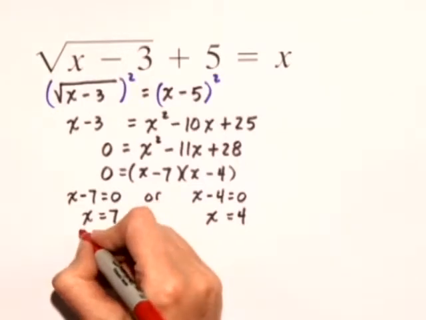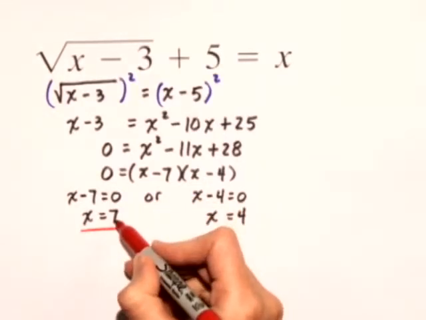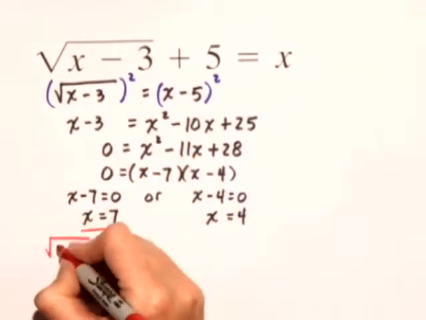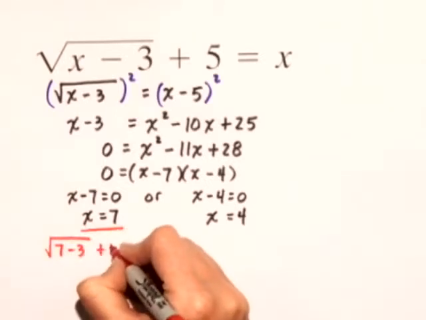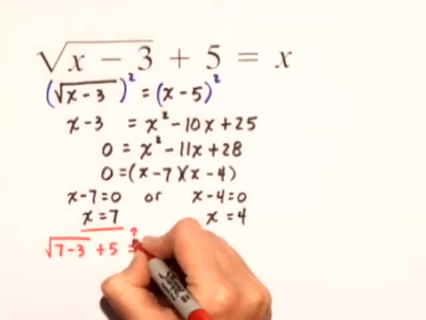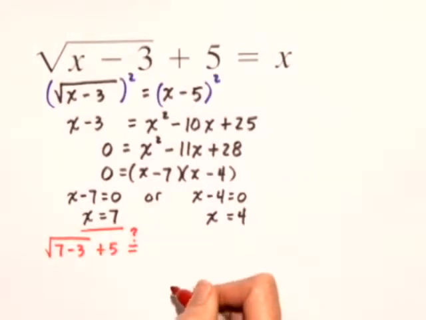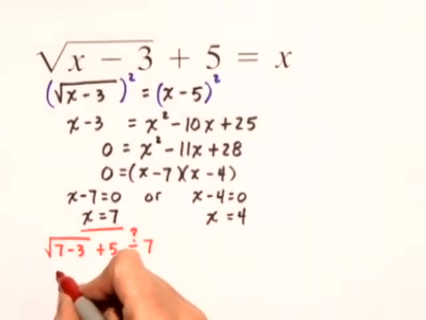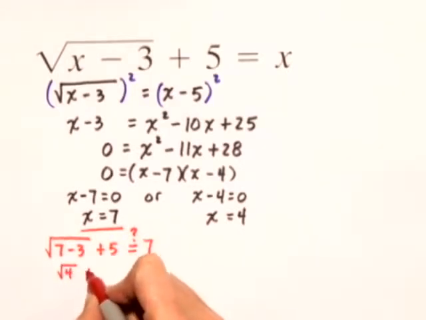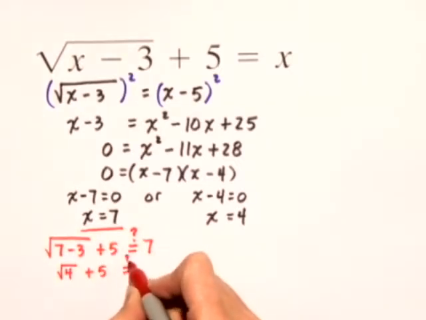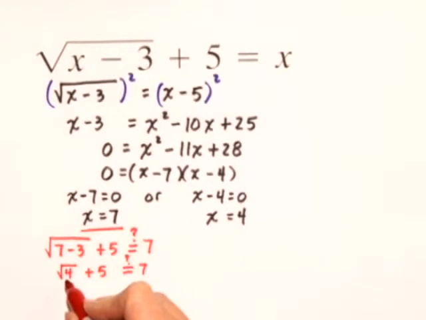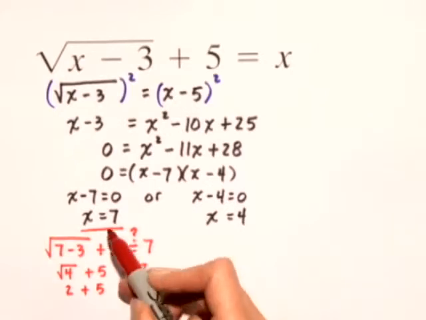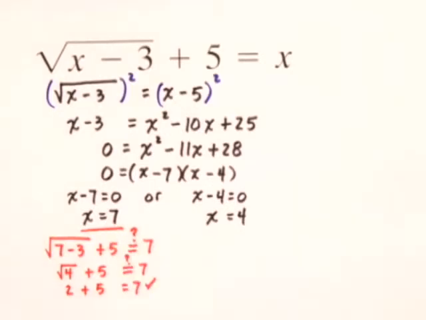First, we're going to check x equals 7. We'll substitute 7 in for x in the original equation. So we'll have the square root of 7 minus 3 plus 5, and since I'm checking, I'm going to put a question mark above the equal sign. Is that equal to x, which we're substituting 7 for x? So the square root of 7 minus 3 is the square root of 4 plus 5. Is that equal to 7? What do we have? 2 plus 5 is equal to 7. Sure, that checks. So x equals 7 is one of the solutions.